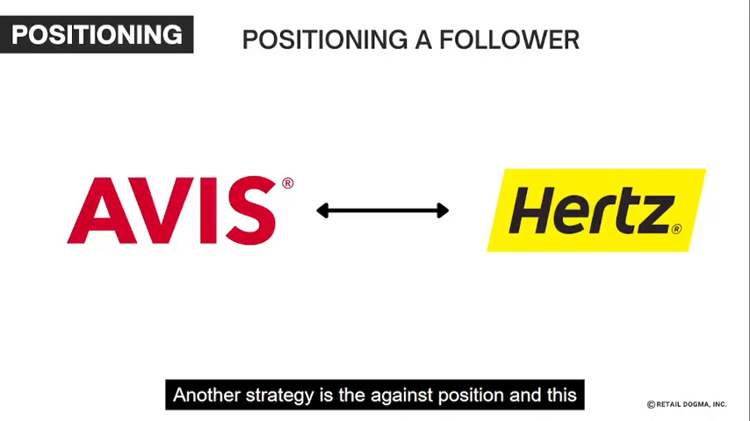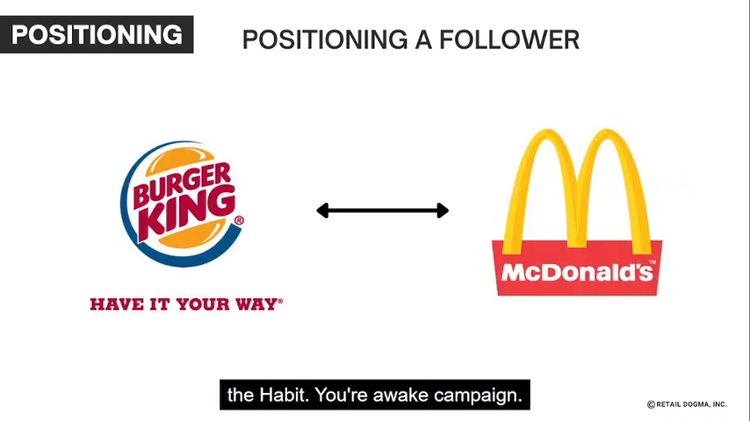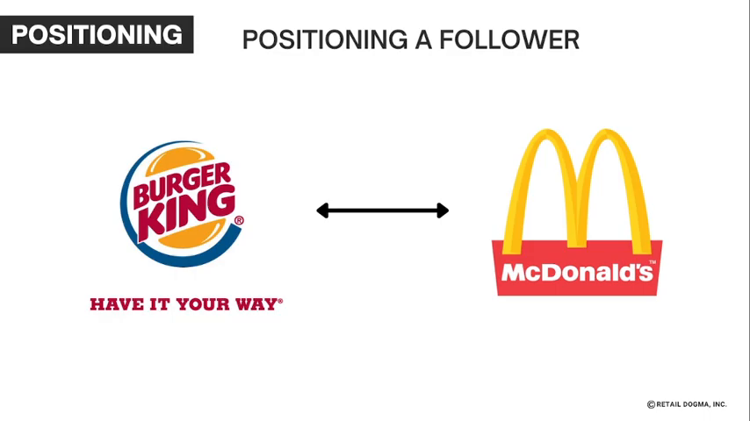Another strategy is the against position, and this is what Avis has done with the We Try Harder campaign, and Burger King has done with the Have It Your Way campaign. These have been the different possible strategies for positioning a follower.